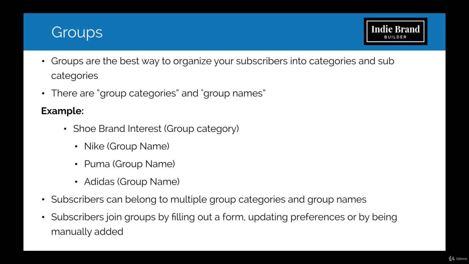So as you can see, based on this structure, subscribers can actually belong to multiple group categories and group names. However, people can only join groups by filling out a specific form, which you can filter to that group. They can do it by updating their preferences, or you can manually add them to a group. In other words, you can import an entire list of people and assign them in bulk to a group, or you could do it one by one, which would obviously be a long and tedious process. So that's why you want to set groups up in the beginning and make sure that you're filtering people into groups through the forms that you're creating. I'll get more into that once we're inside of MailChimp.